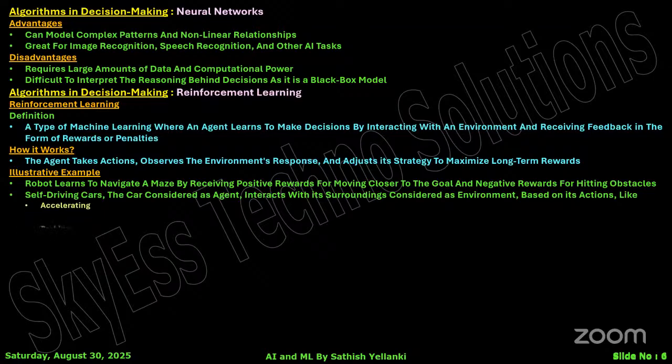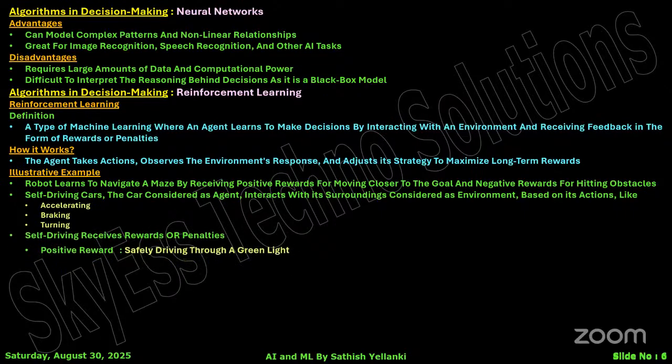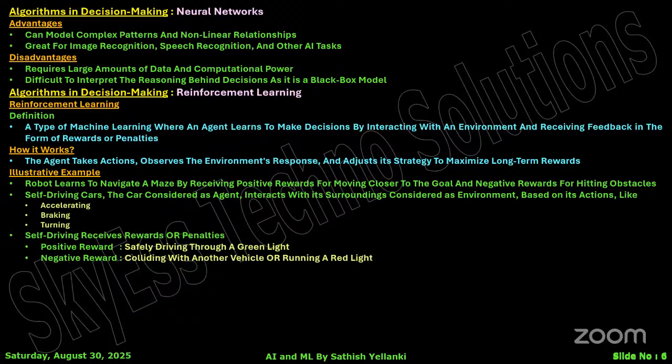Self-driving cars are basically trying to take decisions on accelerating, braking, turning, merging. So many things are there. The self-driving car automatically receives rewards or penalties. A positive reward when safely driving through a green light. A negative reward for colliding with another vehicle or running a red light. So depending upon that, the system automatically starts adjusting its intelligence and keeps moving on.